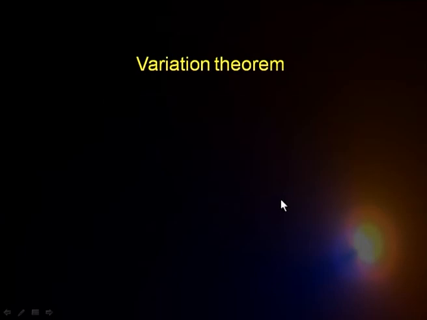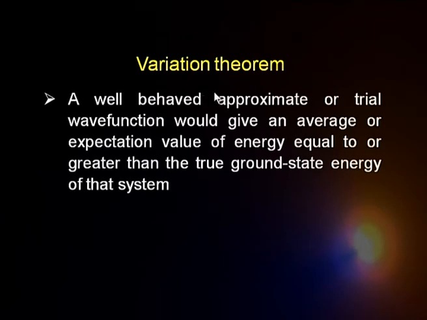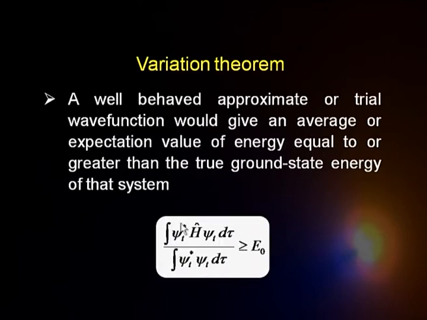So just for the sake of it, let's state what the variation theorem is. The variation theorem states that a well behaved approximate or trial wave function would give an average or expectation value of the energy equal to or greater than the true ground state energy of that system. That is what I just mentioned. If I take a trial wave function and take my Hamiltonian as it comes from the system, and compute the expectation value, it will come out equal to E naught or greater than that. It is equal when my wave function incidentally or accidentally happens to be the true wave function, and I will get E naught. If it is anything else, I must get more than E naught. That is the theorem we make use of here.